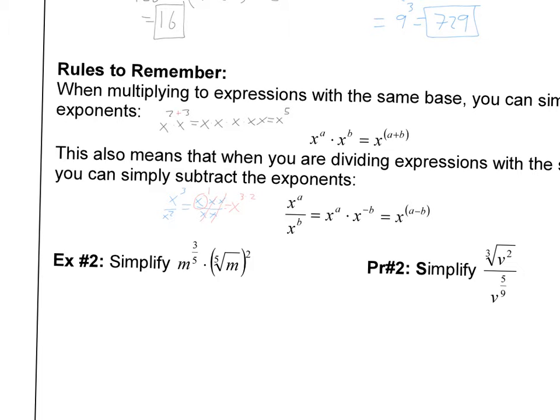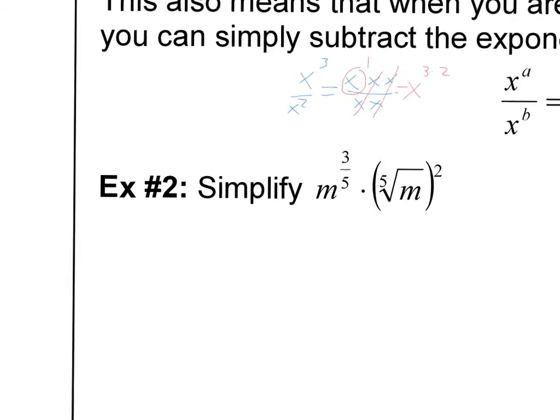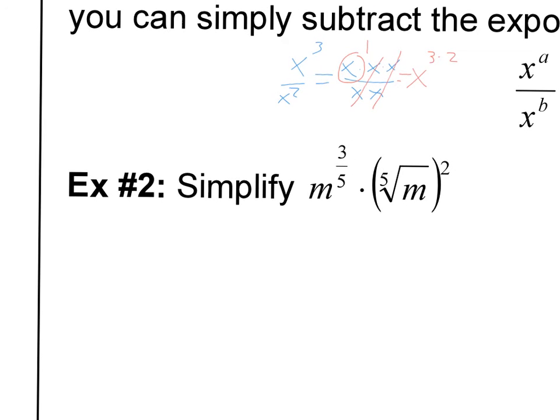So that being said, let's simplify example 2 here. Before we can do that, though, we want to have it in the same form. This is in exponent form and this is in radical form. So let's put them both in exponent form. So we've got m to the 3/5 times m to the 2/5. Remember, the 2 would be on top, and the number in the crack goes on bottom. That's all there is to it.